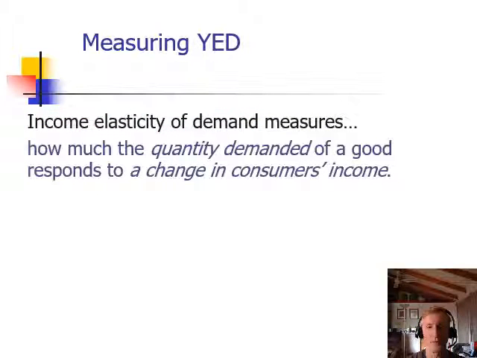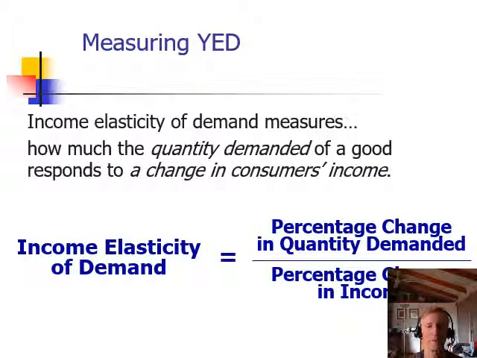First of all, measuring income elasticity of demand. It is the change of quantity demanded, how much it's responding to a change in consumer income, and there is the formula for you. Partly the denominator is blocked out by the video here, but it's the percentage change in income that is the operational cause to the effect of the percentage change in quantity demanded.